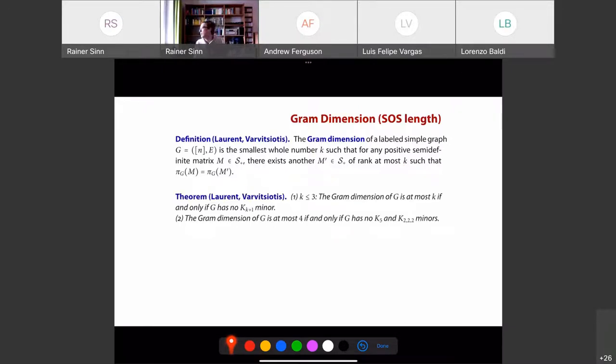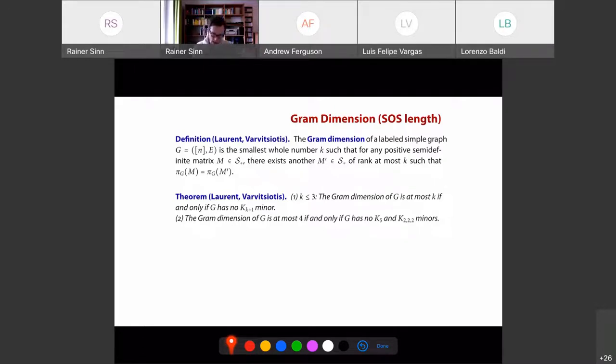And it turns out that this is related to the number of squares that you need. So translated into my language, such an M here is a completion, or a positive semi-definite quadratic form. It's a sum of squares. And the rank is the number of squares that you need. So this Gram dimension is the smallest number of squares that you need to write every non-negative quadratic form as a sum of that many squares.